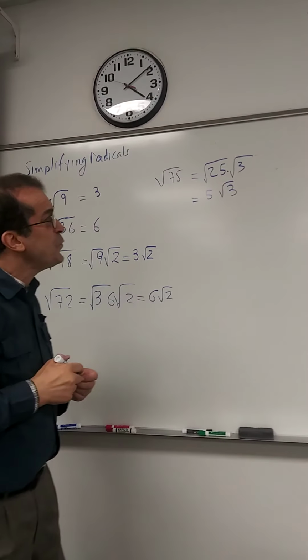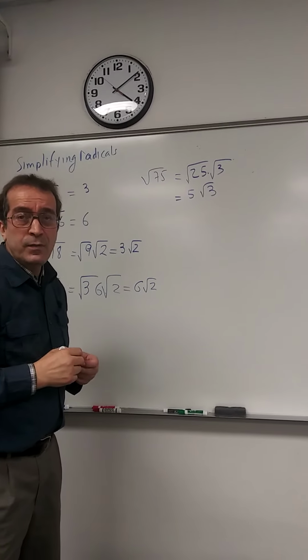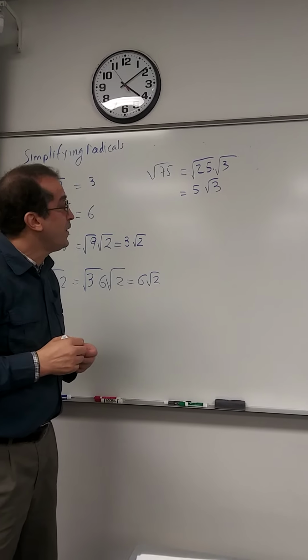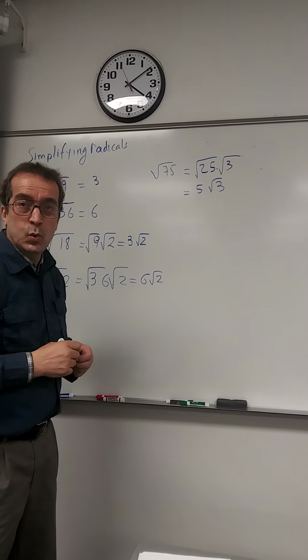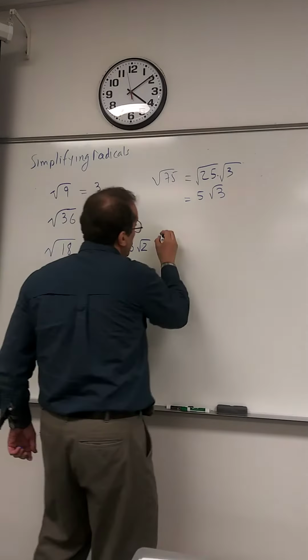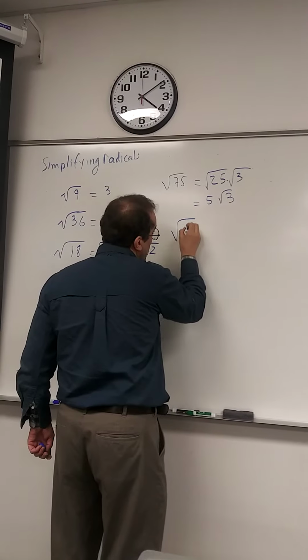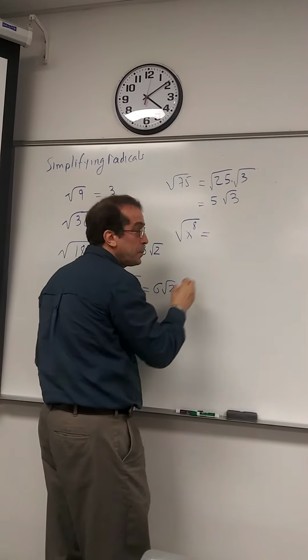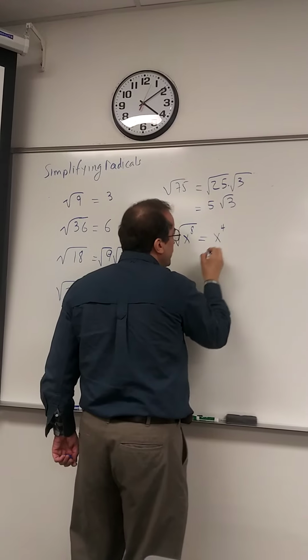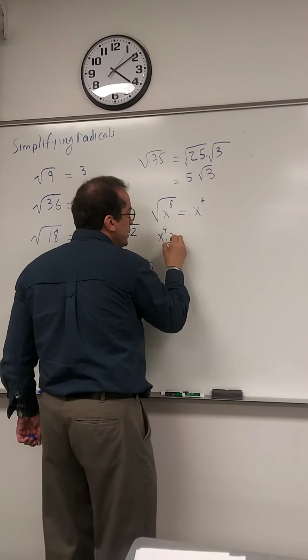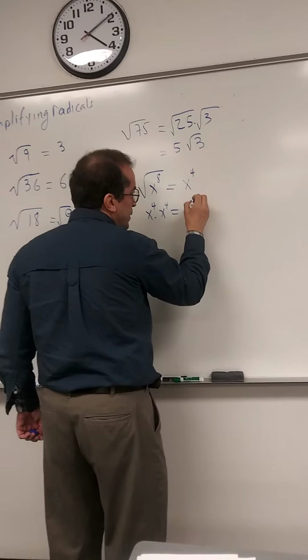Okay, what if you have letters in there? If you have letters, we divide the exponent by 2 if it's an even number. For example, if you're looking for the square root of x to the power 8, the square root of x to the power 8 is x to the power 4. Why? Because x to the 4 times itself is x to the 8.